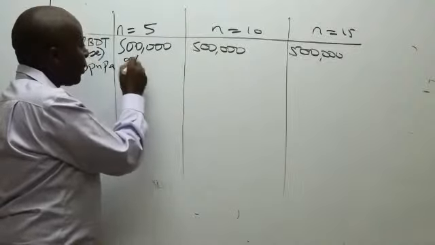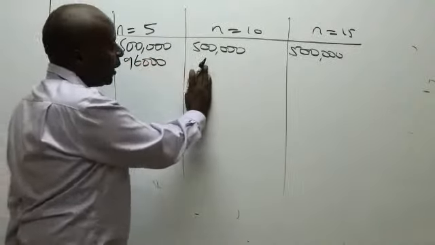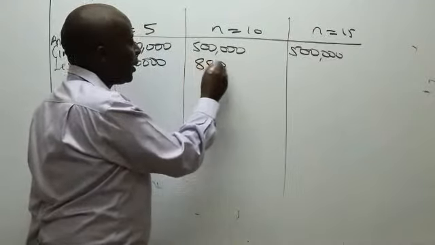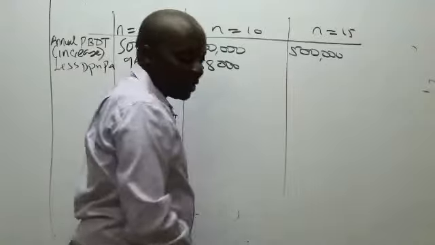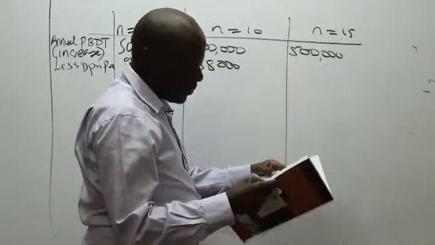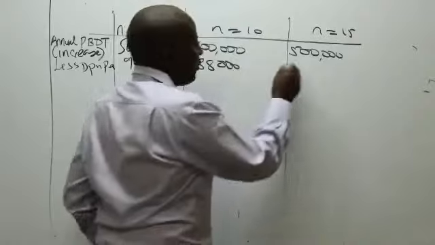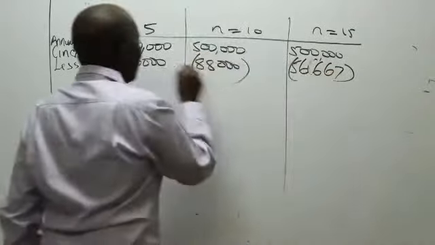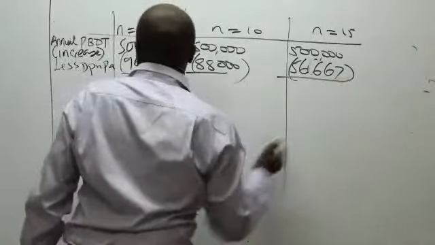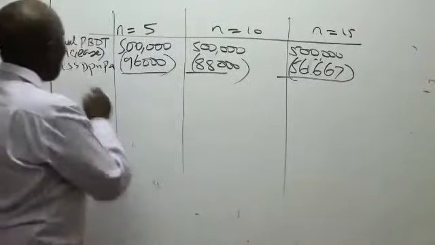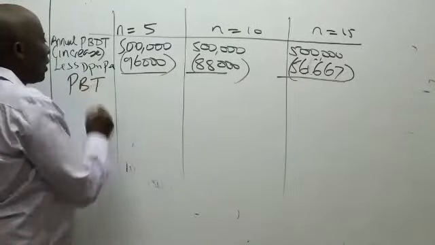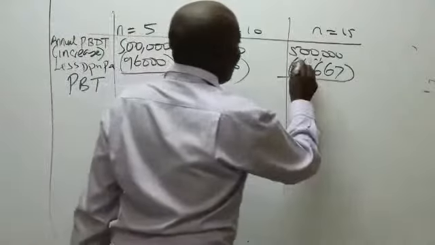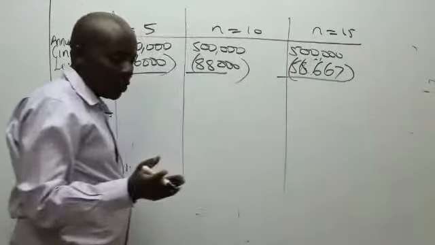The first one is coming to 96,000. The second one, when n is 10, 88,000. Thank you very much. The third one, is there somebody who can remind Mwalimu? 58,667. So you subtract this, ladies and gentlemen, quite fast, for you to be able to give us the profit before tax.